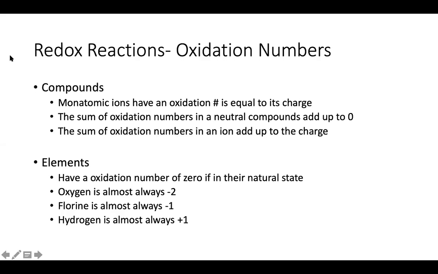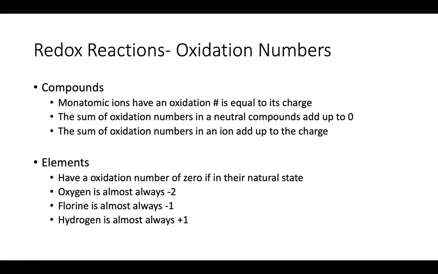Moving on to oxidation numbers, so kind of dealing with ions and compounds in general. So some rules. Remember monatomic ions, so ions with a single element, will have an oxidation number that's equal to the charge, right? So iron 3+ would have an oxidation number of +3. Another rule for compounds is the sum of oxidation numbers in a neutral compound adds up to 0. So if your compound is neutral, when you add up all those oxidation numbers, it has to equal 0.